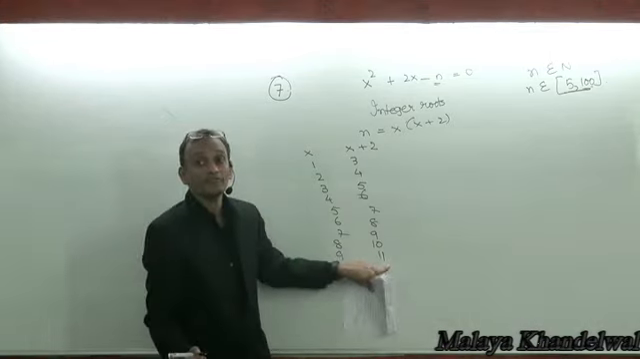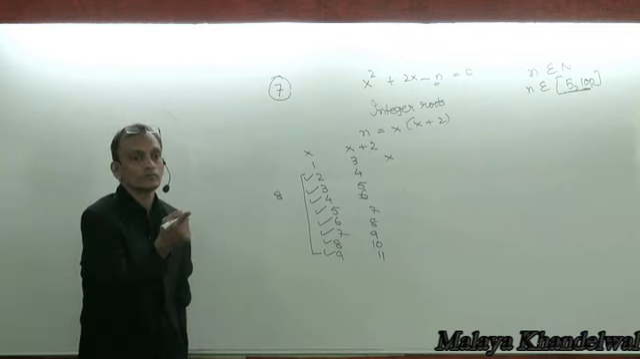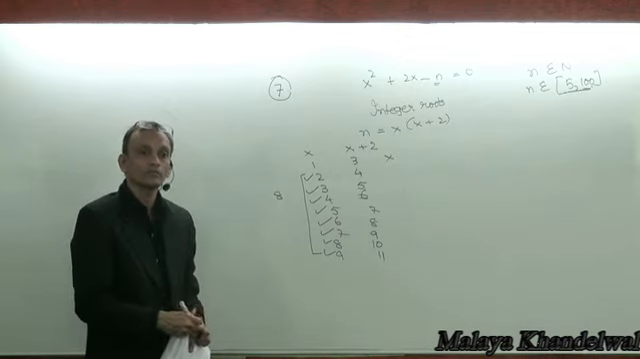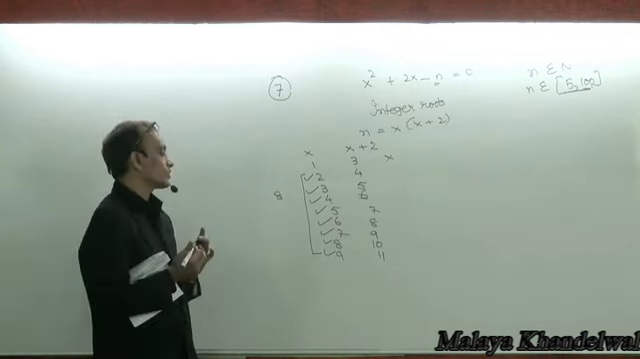So x can have a value 2, 3, 4, 5, 6, 7, 8, 9. So there are 8 permissible values of x for which n lies in the interval 5 to 100. So 8 values of x. These are the 8 values of x for which this product does not exceed 100 and is greater than or equal to 5.